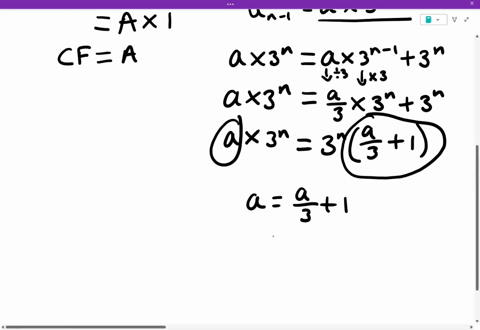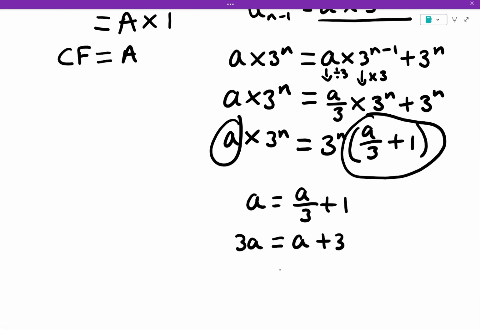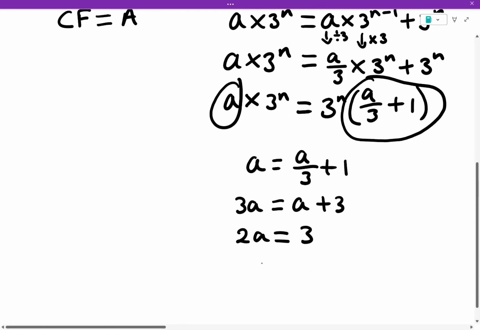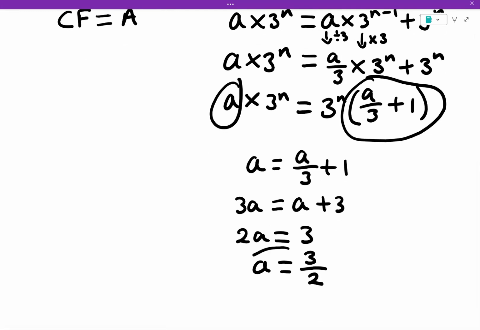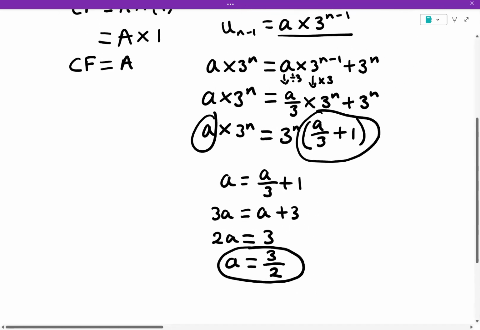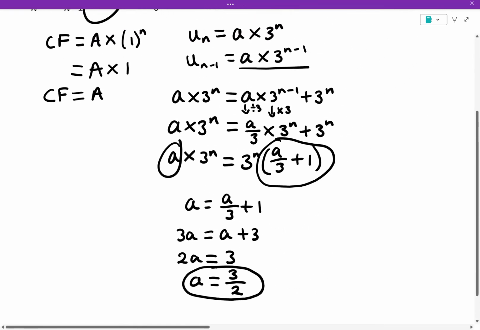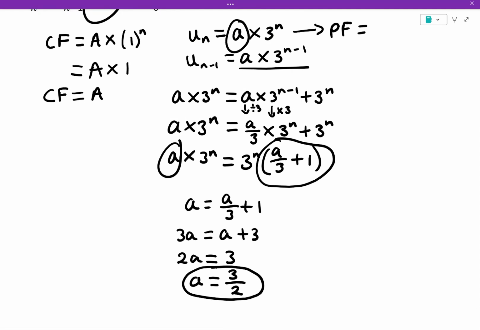I'm going to start by multiplying by 3 to get 3a is equal to a plus 3. Then subtract a to get 2a is equal to 3, and therefore if we divide by 2, a is going to be equal to 3 over 2. What I can now do is go back to my trial function and fill this value in, and I've got my particular function. If we go up here to my u n, that's going to give me my particular function PF, and it's going to be equal to a, which is 3 over 2, multiplied by 3 to the power of n, like that.